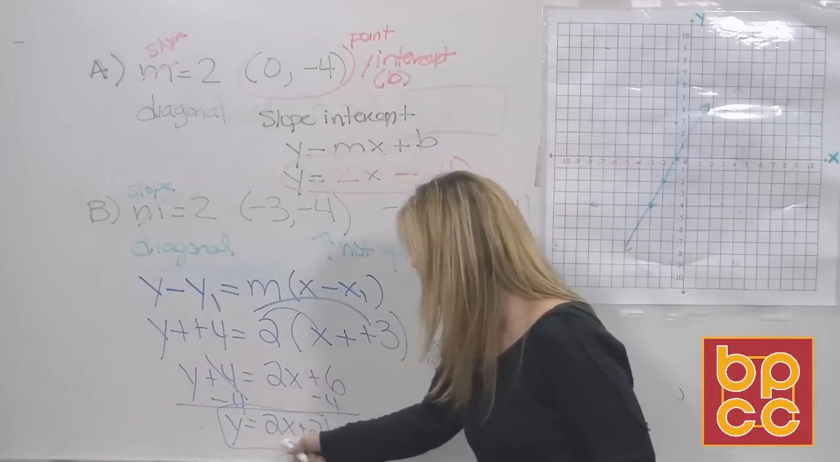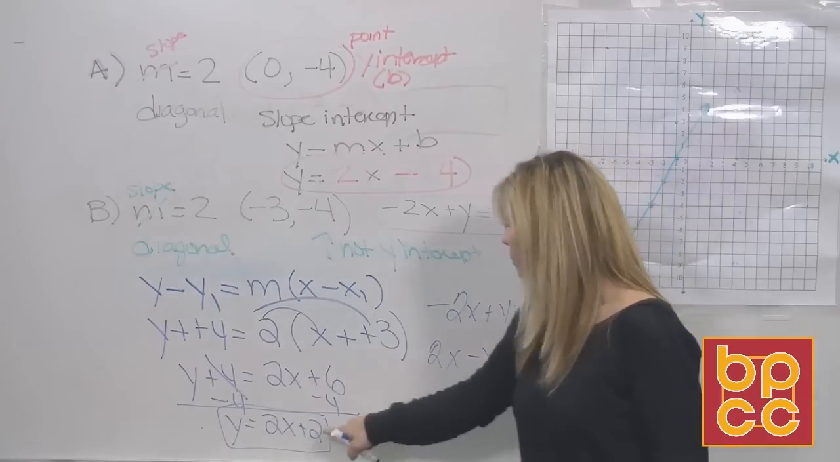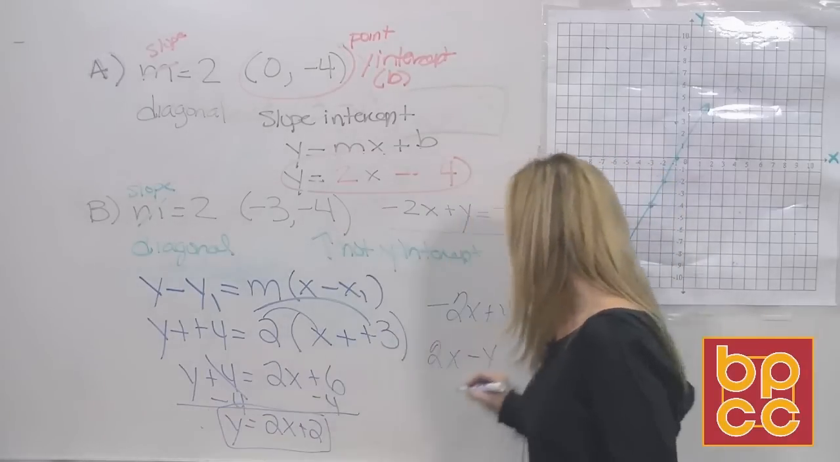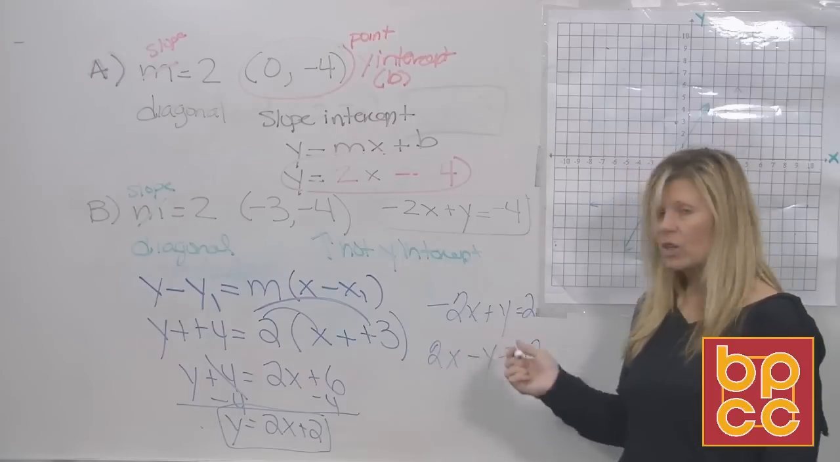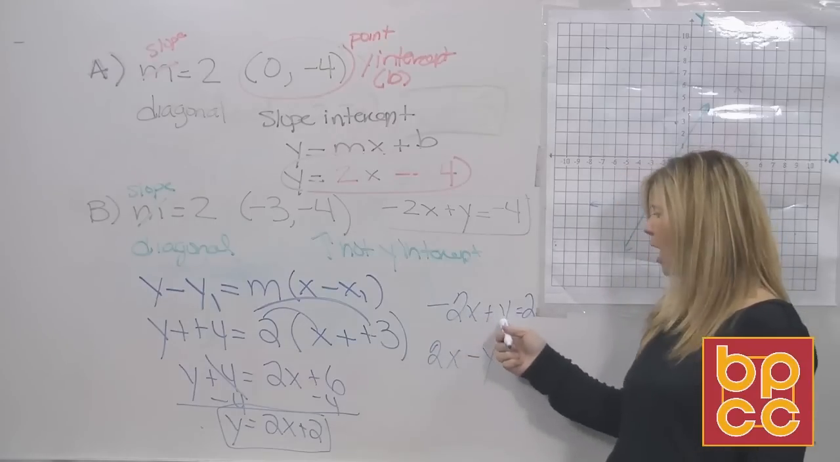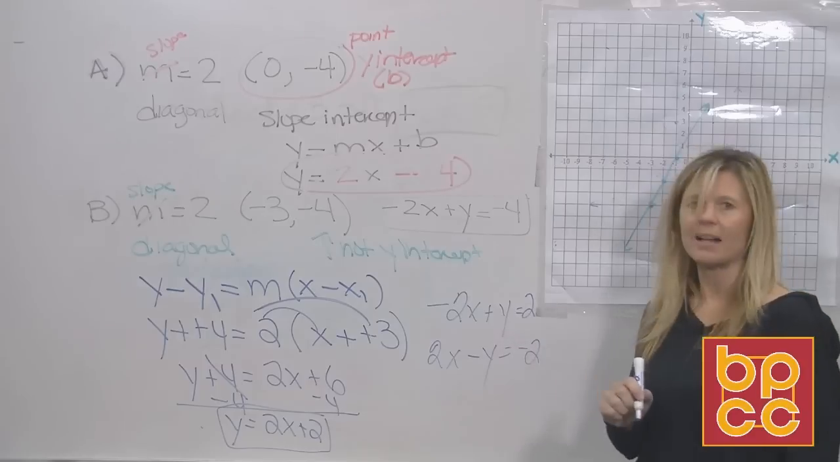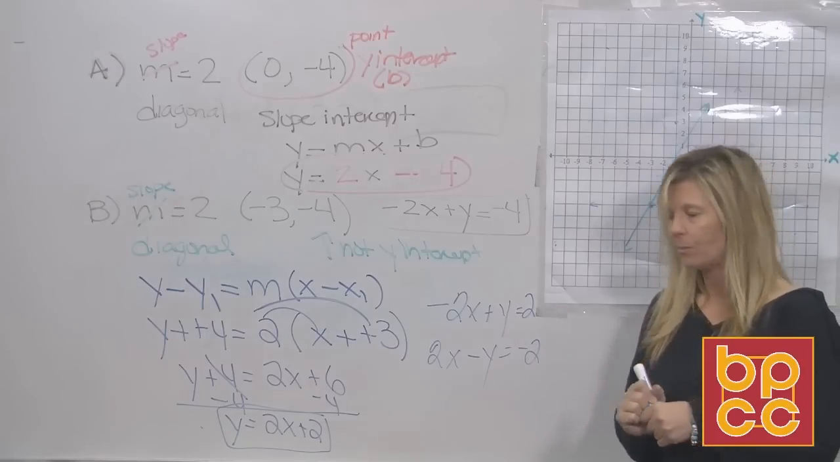If you moved, instead, the y to the right, you would have 2x. And if you move the y to the right, it would become negative. But then you'd have to move the constant over, and it would become negative. So it doesn't matter which side you move them to, as long as the x and y are together and the constant's by itself to get it in standard form.